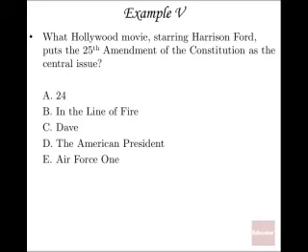And the final example, this is a little bit more of a lighthearted example. This is more of a movie or Hollywood media recommendation if you want to learn a little bit about AP government, but you want to take a break and watch a good movie here. So what Hollywood movie starring Harrison Ford puts the 25th Amendment of the Constitution as a central issue? So dealing with presidential disability, Harrison Ford plays the President of the United States, and the airplane, which I won't name quite yet, has been hijacked, and terrorists have taken over.